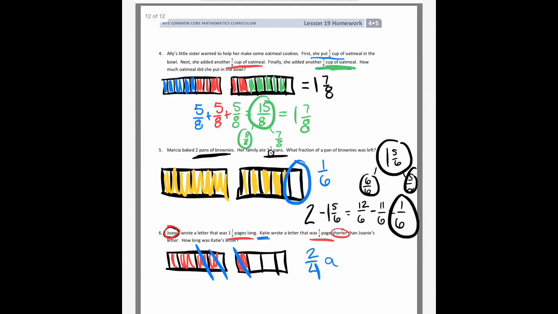But let's try that with an equation as well. So the equation we would start off with is 1 1/4. And then we're going to subtract the 3/4. But in order to really subtract, we've got to turn that 1 1/4 into a fraction greater than 1, in which we'll get 4/4 plus 1/4, which is 5/4. So instead, we're going to say 5/4 minus 3/4, which still gives us 2/4 of a page that was left.